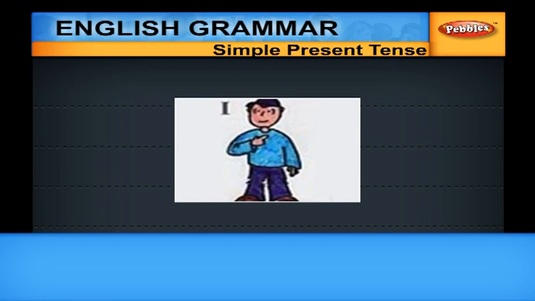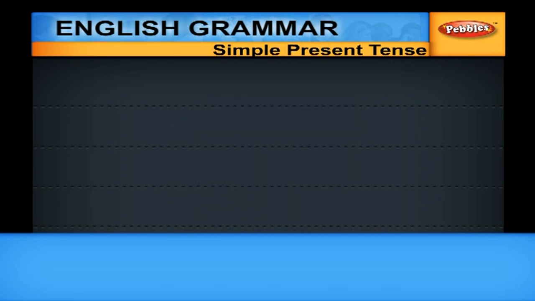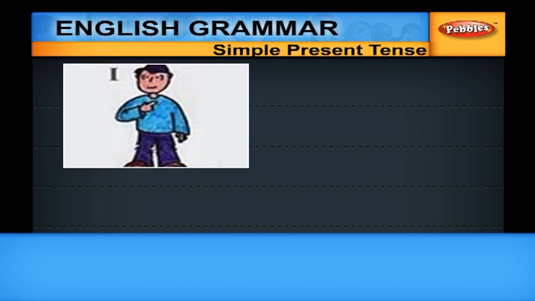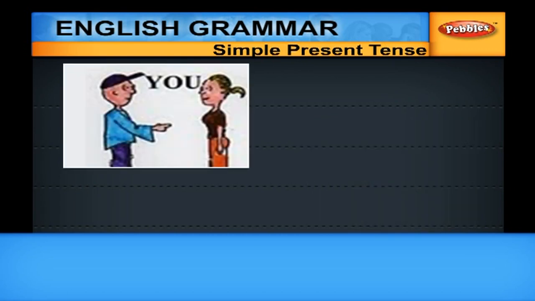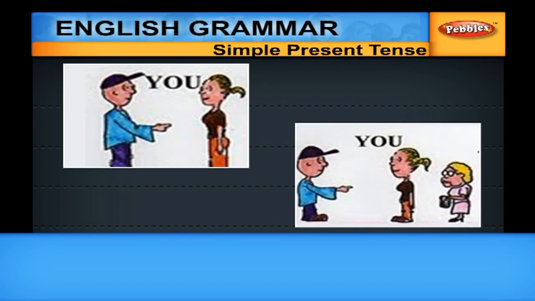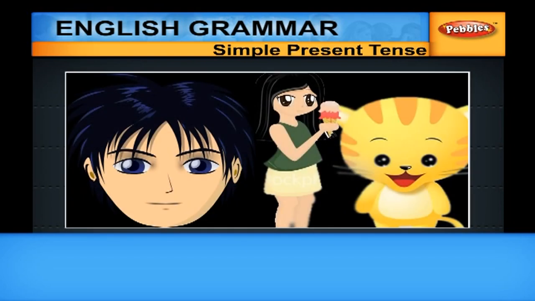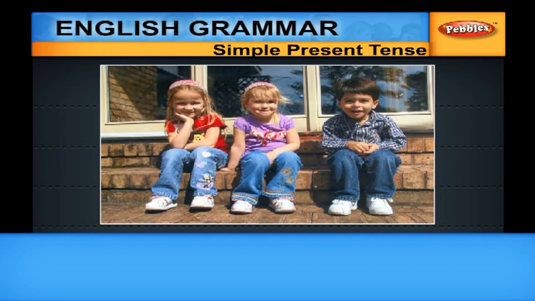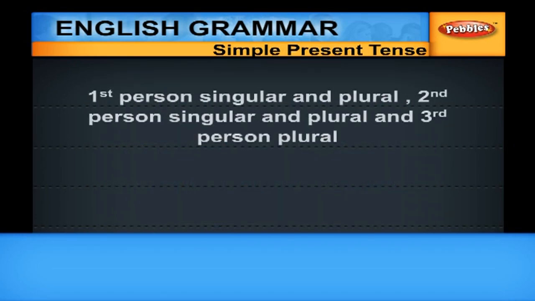You know the three persons: first person, second person, third person. First person singular, I. Plural, we. Second person singular, you. Plural, you. Third person singular, he, she, it. Plural, they. If it is first person singular and plural, second person singular and plural, and third person plural, you have to use the base form of the verb.